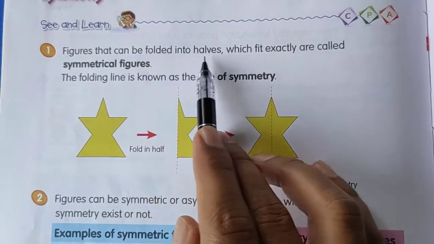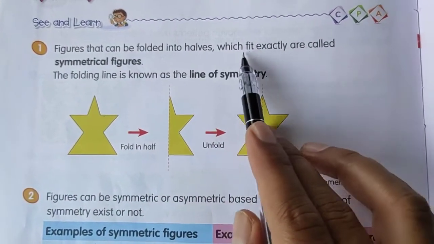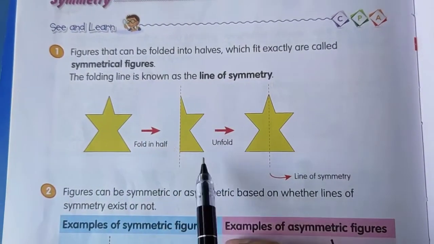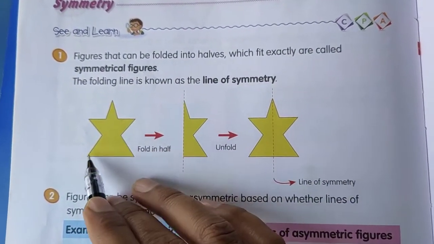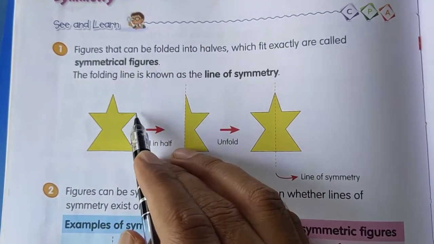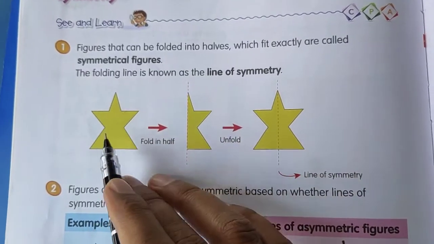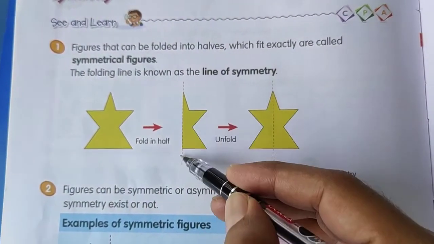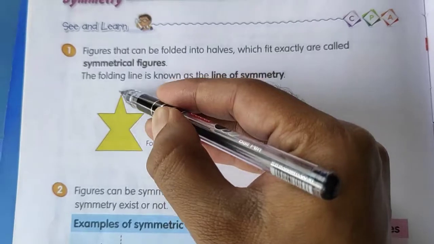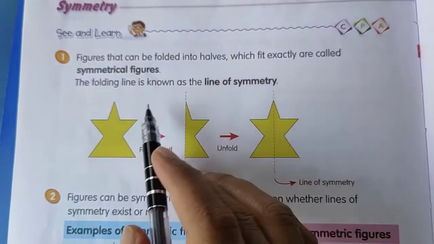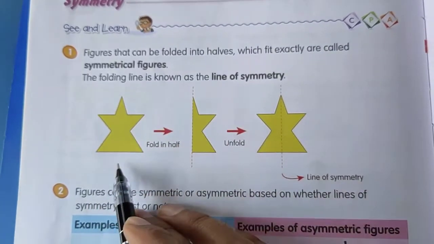Figures that can be folded in halves which fit exactly are called symmetrical figures. Yes, do you remember I told you we can draw this figure on paper, then we can take a paper cutting of this diagram. And here around this line, let us consider that the line is exactly at the center. So I can fold that diagram in half. I will make half of that diagram.